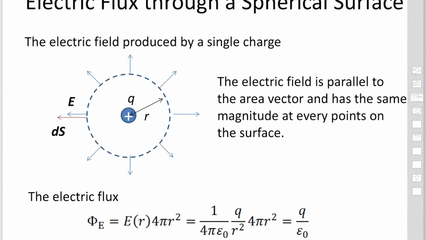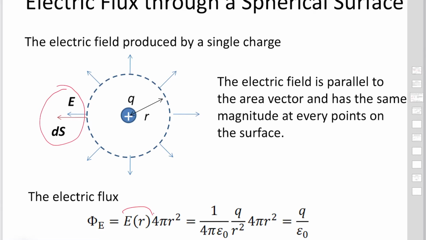So, electric flux through a spherical surface. Maybe we should consider a simple case of a spherical surface, with a charge located at the center. The area vector of the spherical surface is always parallel, E and dS are parallel. Then we can easily calculate the electric flux through the spherical surface, because the magnitude of the electric field is always constant on the spherical surface.